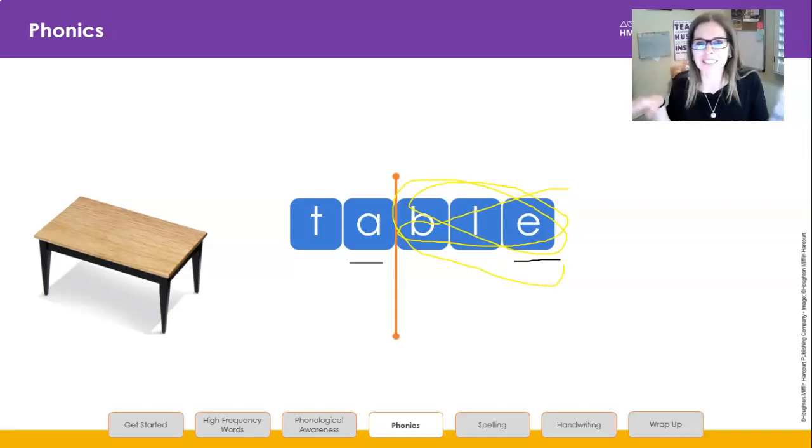You don't need to write anything right now. I just want to remind you of a few things. You're going to be practicing this in a moment, but right now we're just doing it together. So let's look at a few more words, shall we?